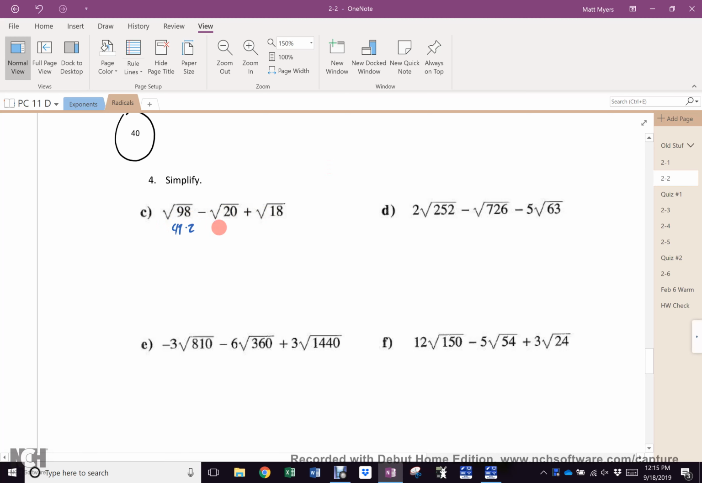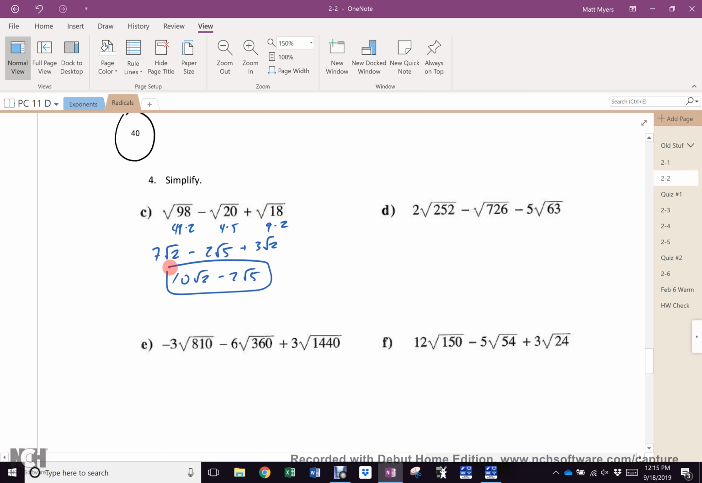49 times 2, 4 times 5, 9 times 2. 7 root 2 minus 2 root 5 plus 3 root 2. 7 plus 3, because they're both root 2's, 10 root 2 minus 2 root 5.